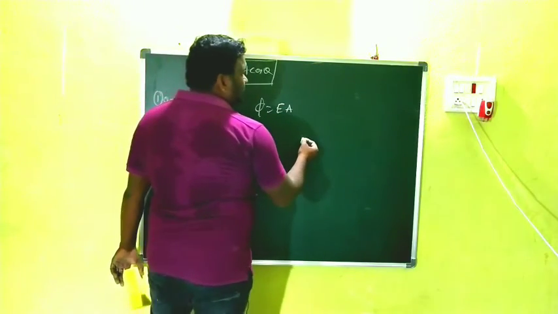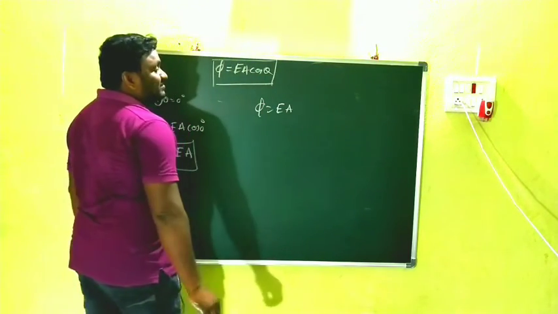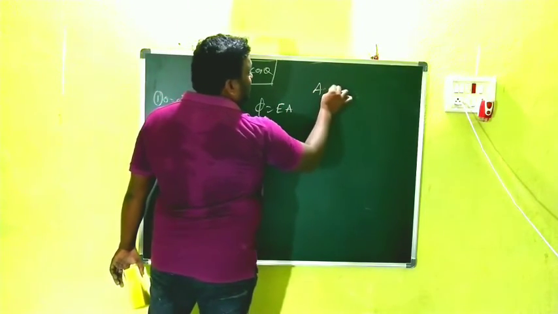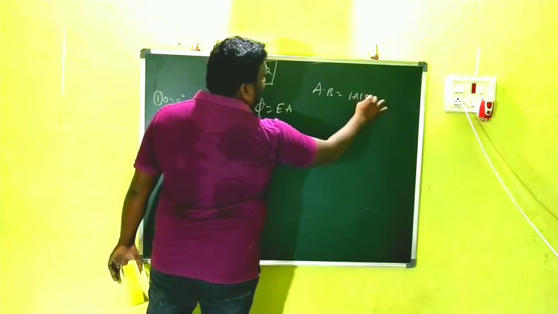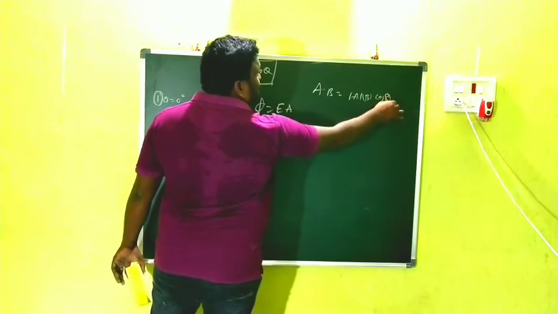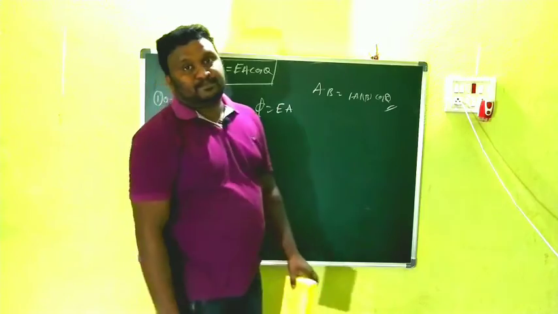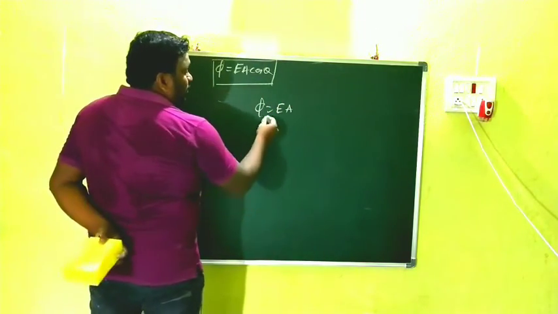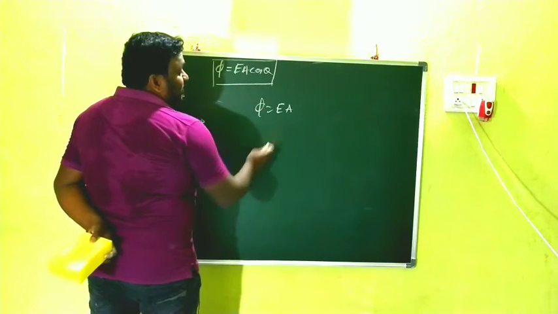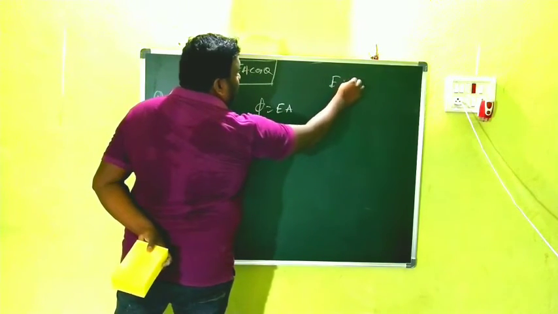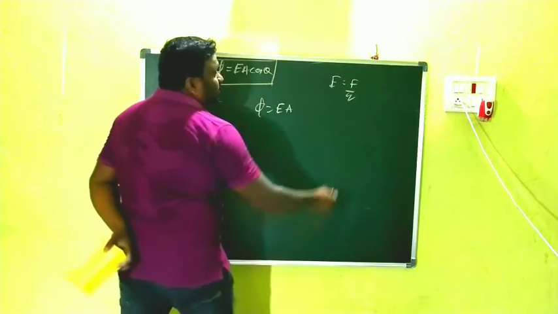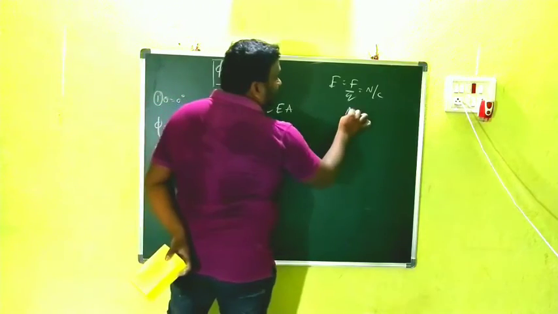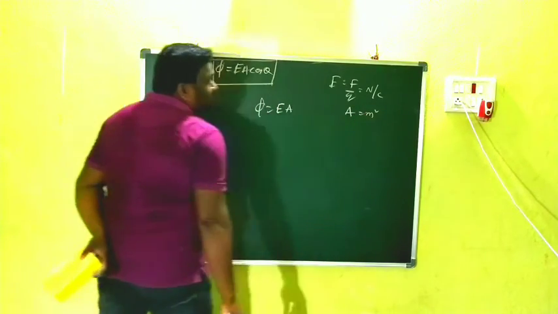Flux is a scalar. Here, A dot B is equal to mod A mod B cos theta, and it is a scalar. Flux is also a scalar. Here I am writing phi is equal to E into A. Already E means F by Q, whose unit is Newton per coulomb. And area is meter square.